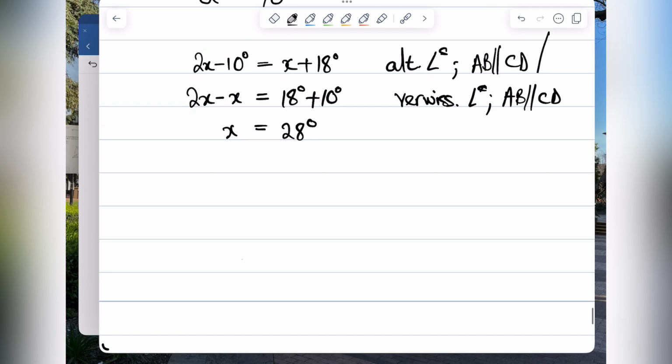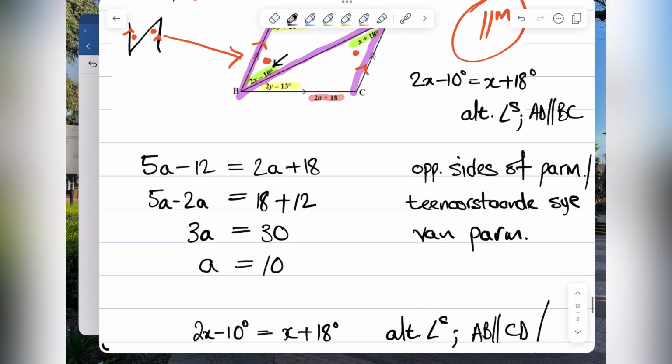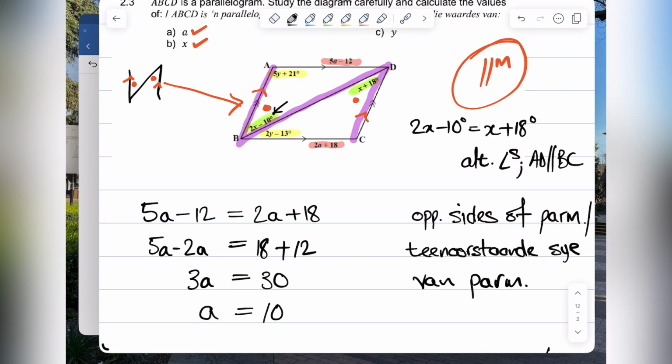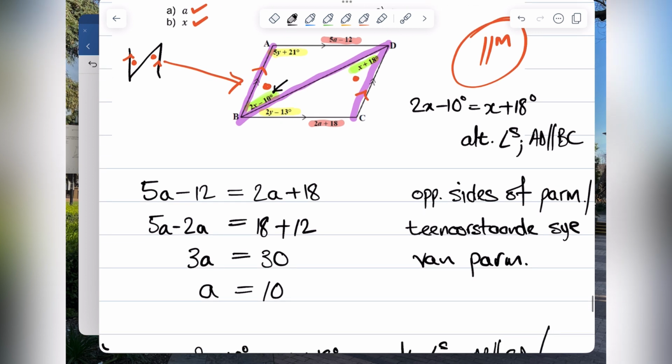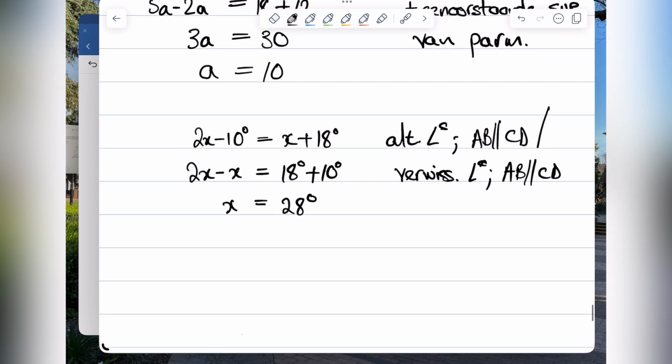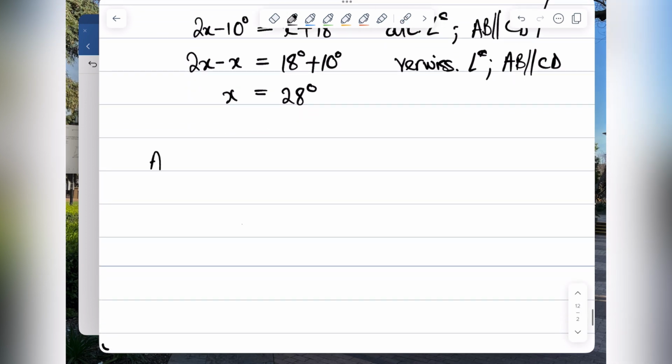So we can then go ahead and calculate the value of, and again here I like to name the angles as they appear in the diagram. So 2x minus 10 degrees is angle ABD. So this angle over here. So ABD is equal to 2x minus 10 degrees. So I'll start there. I can say angle ABD is equal to 2x minus 10 degrees.